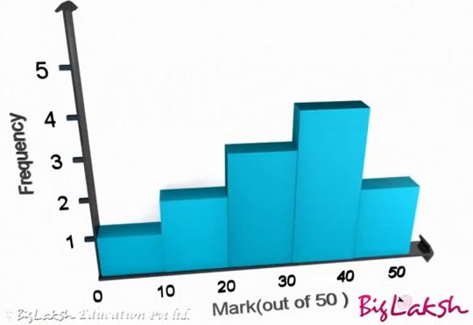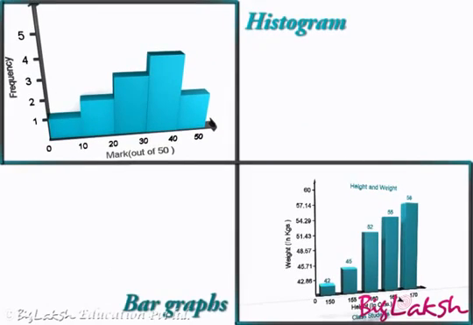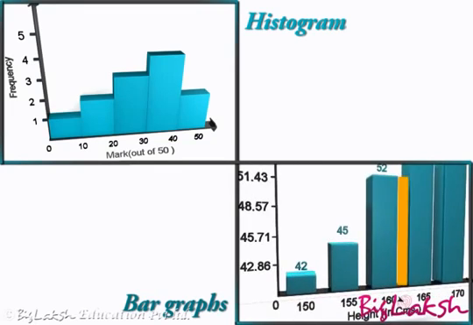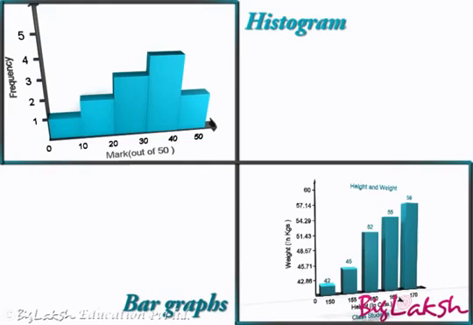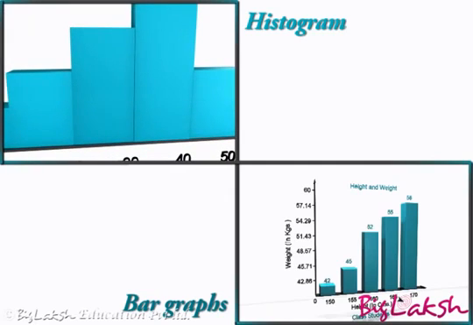We know histogram is also a bar graph, but there is a difference between the bar graphs and histograms. The difference in the way that bar graphs and histograms are drawn is that the bars in the bar graphs are usually separated, whereas in histograms, the bars are adjacent to each other. However, this is not always true. Sometimes you see bar graphs with no spaces between the bars, but histograms are never drawn with spaces between the bars.